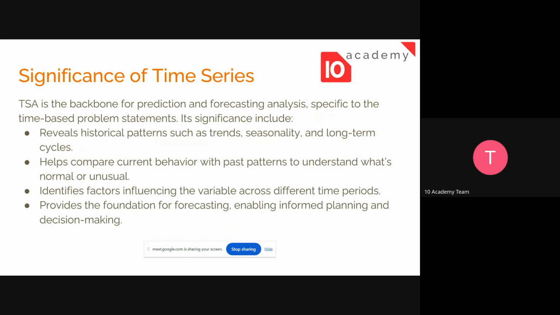It identifies factors influencing the variable across different time periods. It provides the foundation for forecasting, enabling informed planning and decision making. Like I said, you can make decisions based on your analysis.